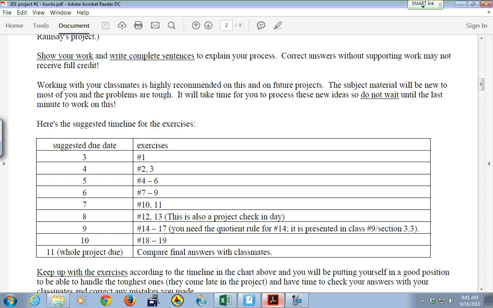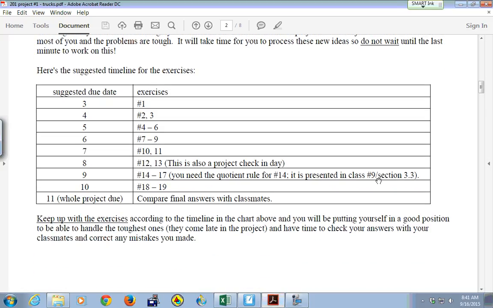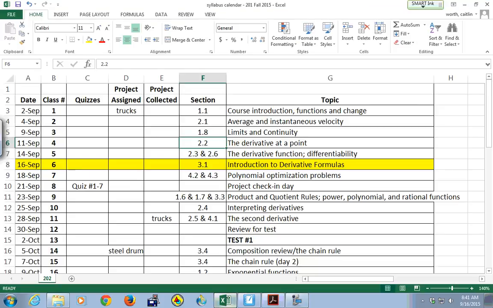And so here's the project suggested timeline. By project check-in day, you should be around numbers 12 and 13 for the project. And it actually involves 0 calculus up to this point, right? It's all just algebra, functions and stuff. And then the next class, we're going to introduce the quotient rule, right? So you'll be able to use that for number 14. All right, any questions?